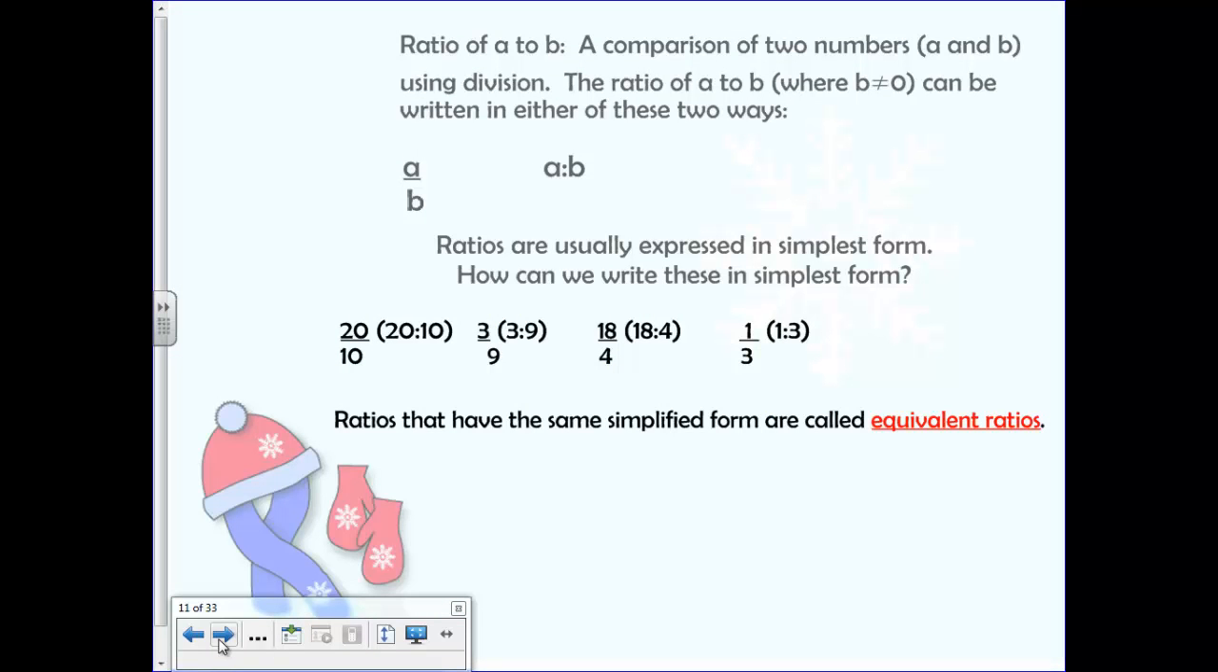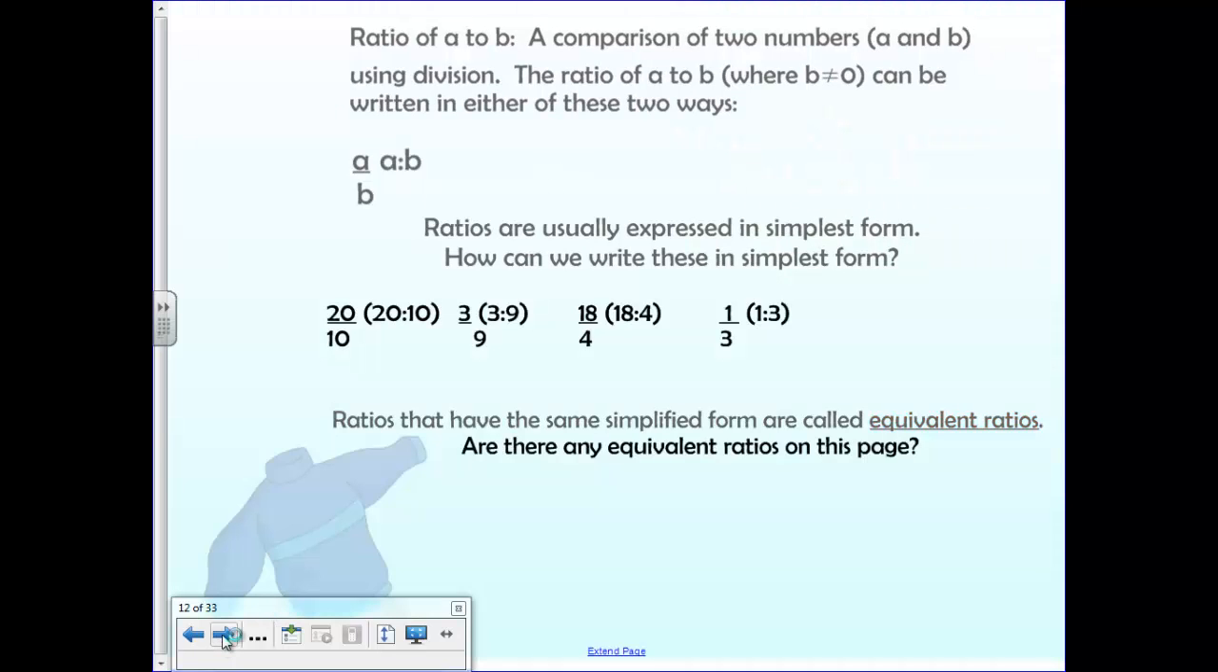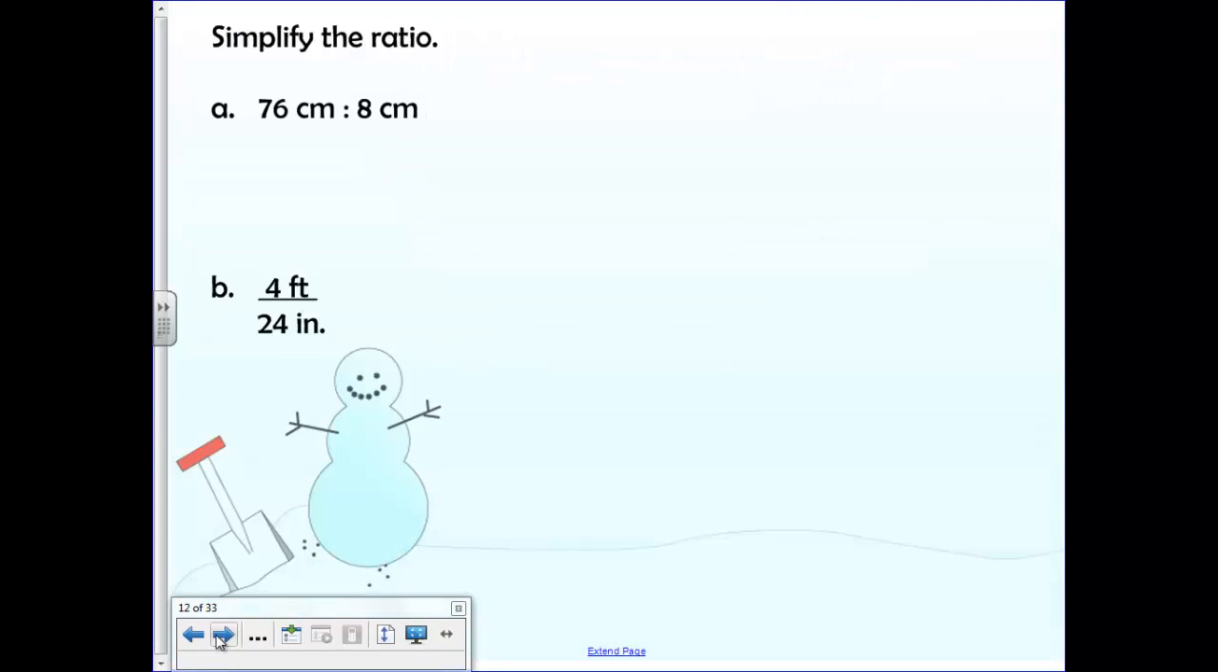Fill in your blank here. Equivalent ratios. Ratios that have the same simplified form are called equivalent ratios. We already circled the equivalent ratios.